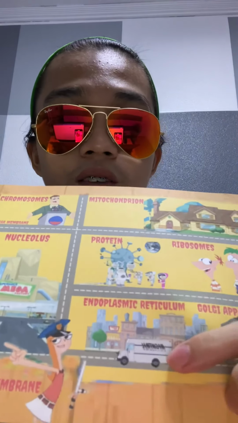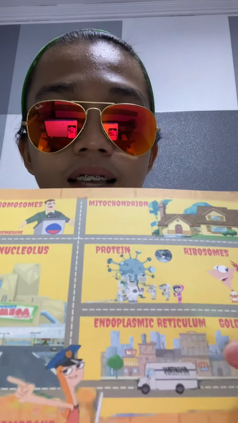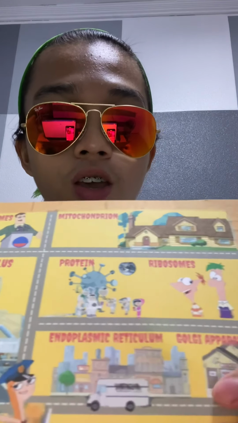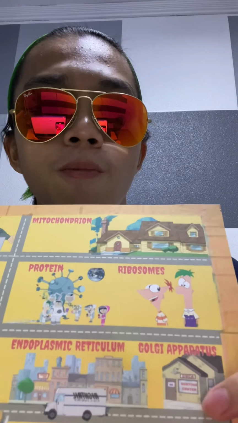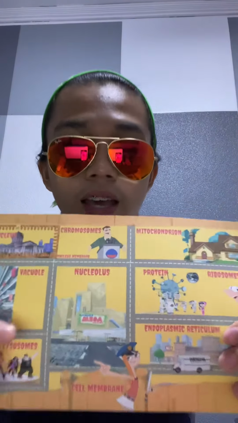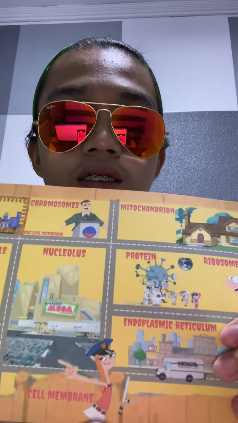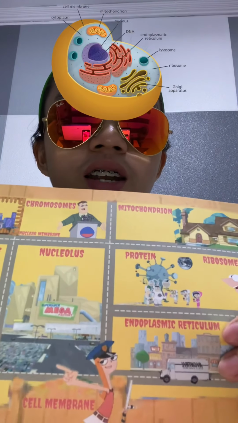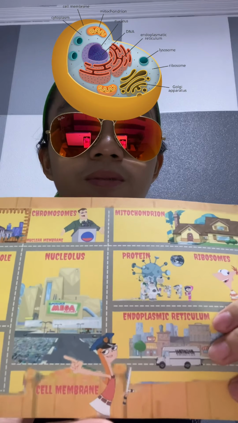We also have the delivery truck that I represented as an endoplasmic reticulum. We also have the sorting center that I represented as a Golgi apparatus. And last but not the least, we also have the city wall and the guard right here, the sister of Phineas and Ferb, Candice Fletcher, as a cell membrane.